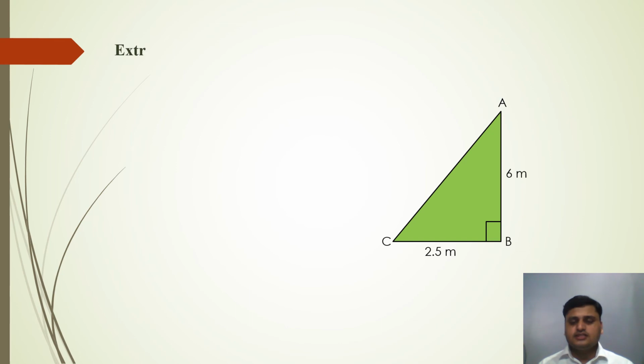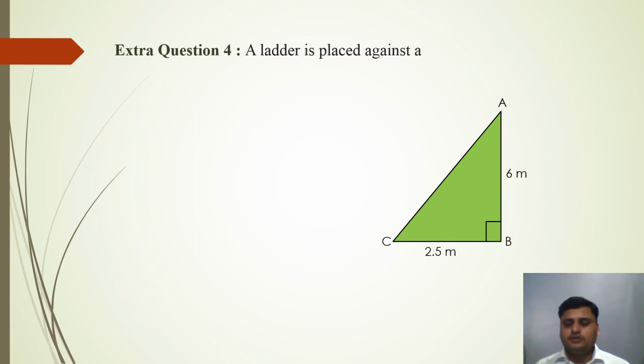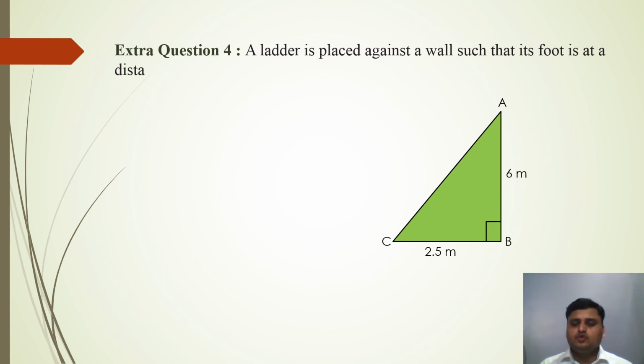You all can see this is the extra question, question number 4 which I have taken, and the figure is drawn here. This question is related to the numerical one, where one ladder is there and AC is the ladder which is placed against a wall. This question we have already discussed, but there we found another side, but here we need to find the other side. The ladder is placed against a wall such that its foot is at a distance of 2.5 meter from the base of the wall.